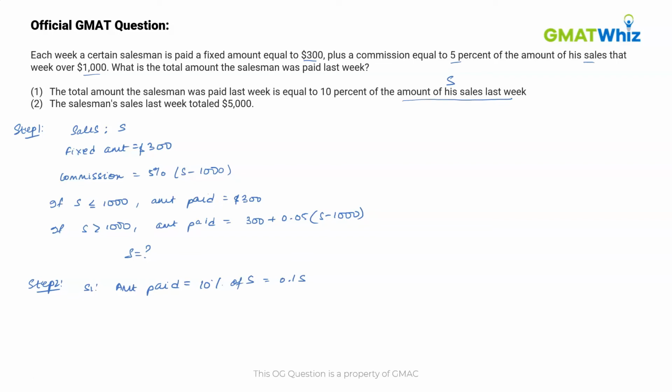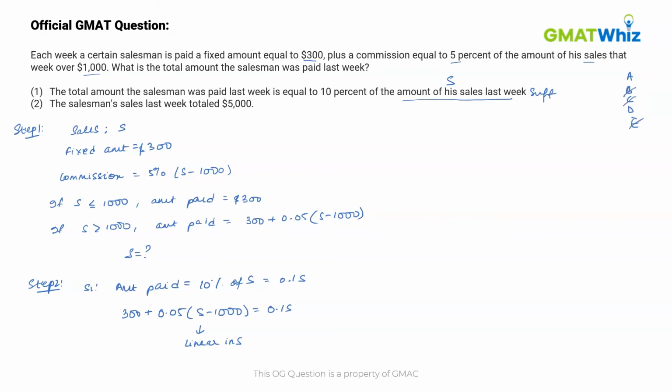Now, we know that the amount he was paid last week is 300 plus 0.05 times (S minus 1000). This will be equal to 0.1 S. Since this is a DS question, we know that we can solve this equation since it is linear in S and find the value of S. Hence statement 1 is sufficient, and out of the given options we eliminate options B, C and E.